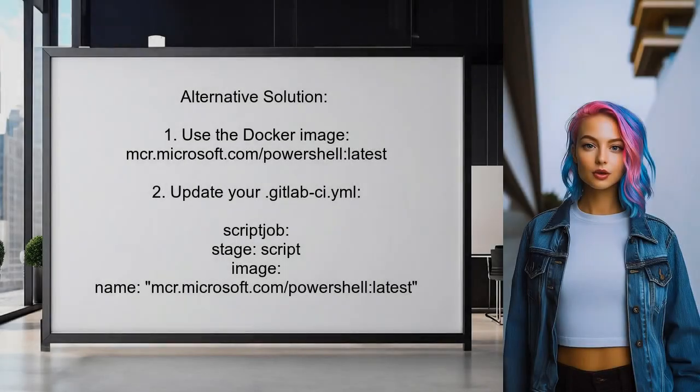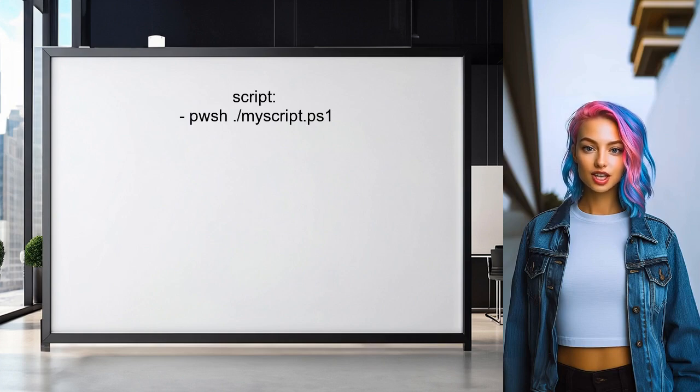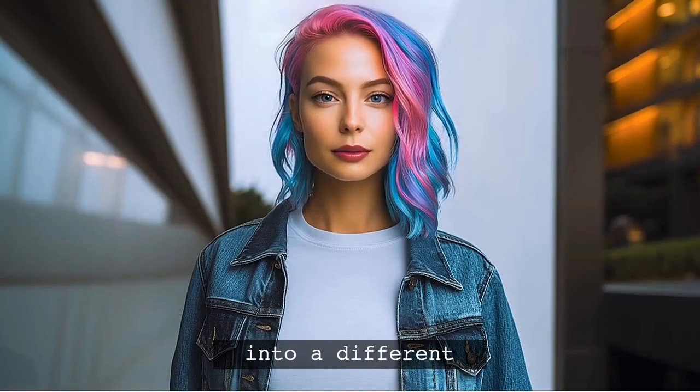An alternative solution suggests using a different Docker image for PowerShell in GitLab CI. Instead of the outdated image, try using mcr.microsoft.com/PowerShell-latest. This allows you to run your PowerShell scripts without issues. Now, let's dive into a different answer from another user.